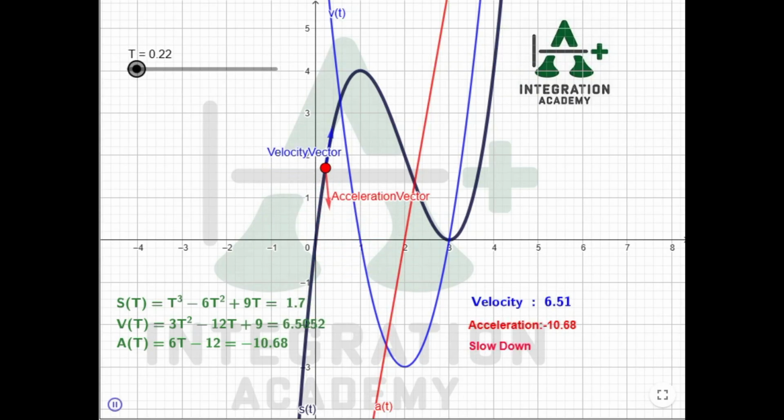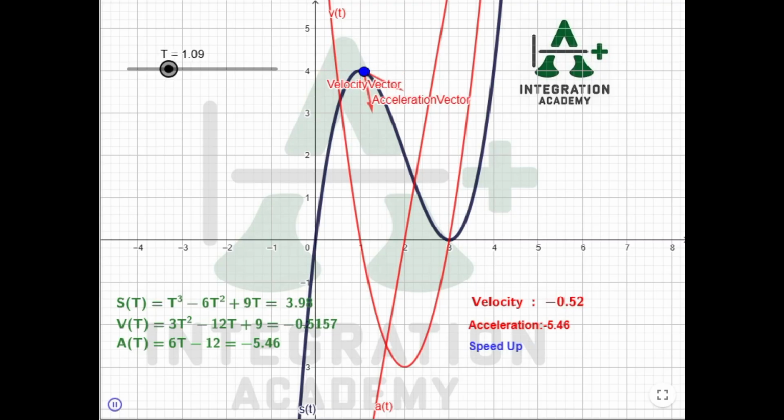In the graph, the red point moves along the curve. The blue tangent line represents velocity. When velocity is positive, the object moves forward. When it is negative, it moves backward. The object stops when velocity is 0.